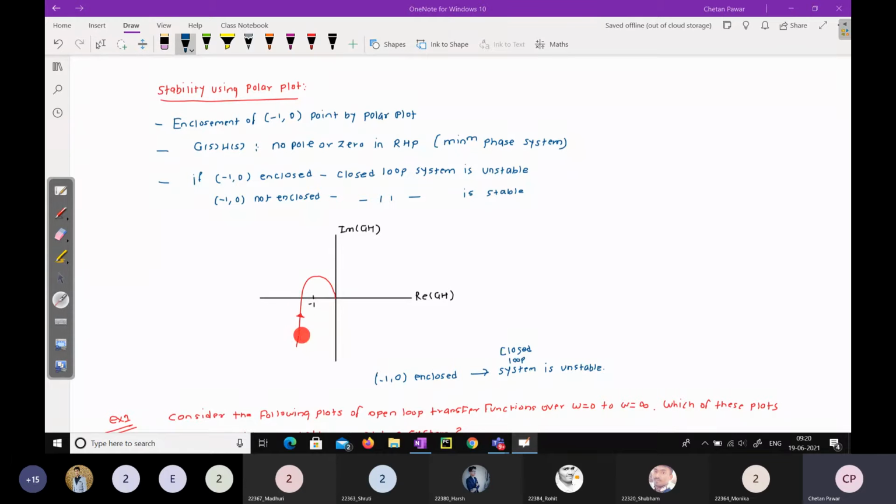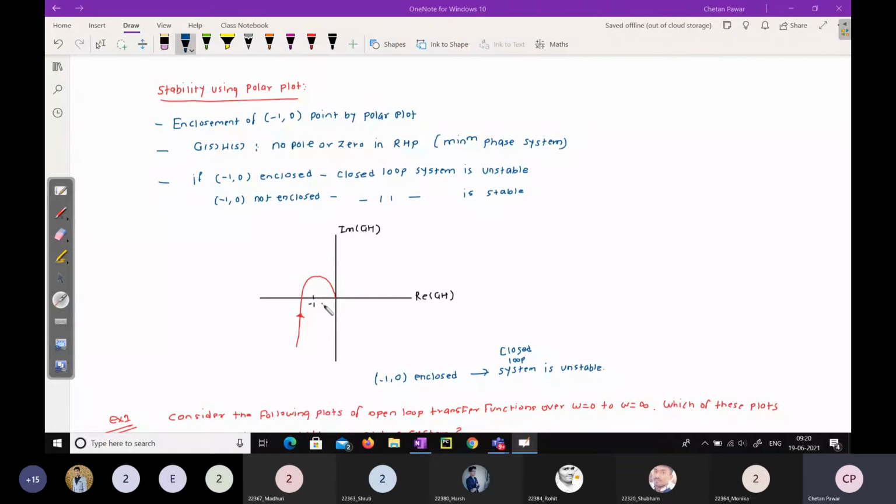So if the polar plot encloses the -1, 0 point, the closed loop system will be an unstable system. Okay, so this is the criteria. If you start walking over this polar plot, if the -1, 0 point is on the right hand side of you, that system will be an unstable system. This polar plot is enclosing that particular point.